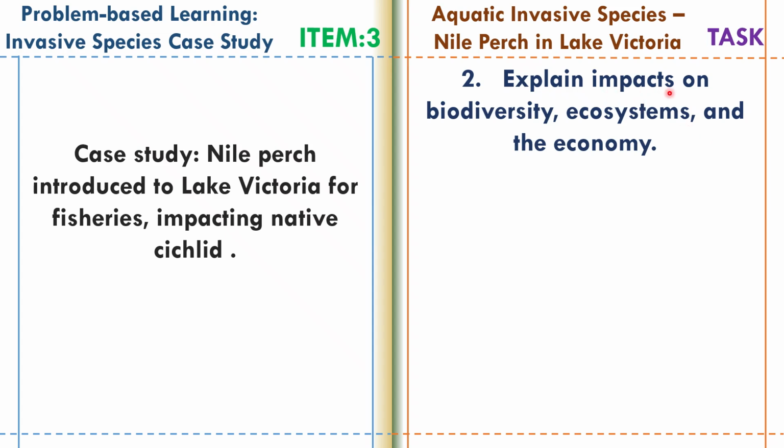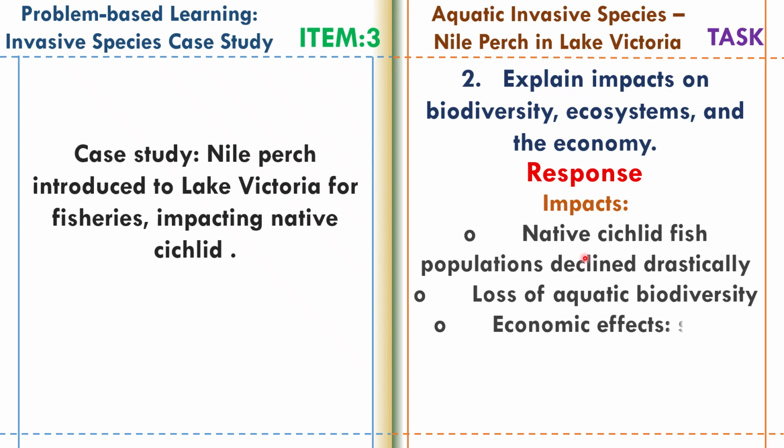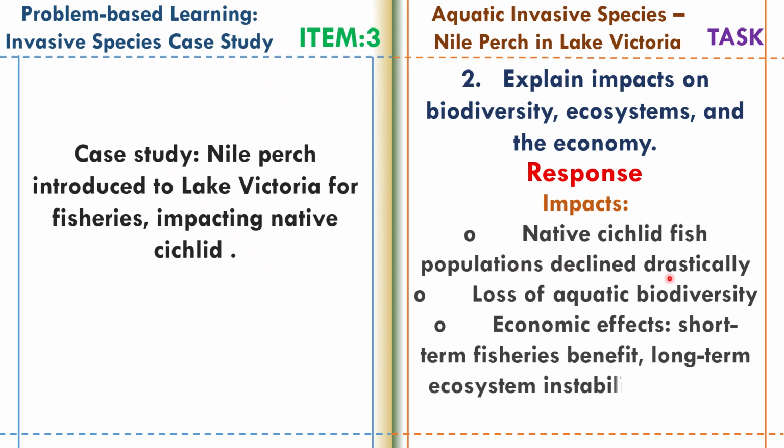Explain impacts on biodiversity, ecosystems, and economy. Impacts: native cichlid fish populations declined drastically. There is loss of aquatic biodiversity. Economic effects: there is short-term fisheries benefit, long-term ecosystem instability, affecting fishing livelihoods.